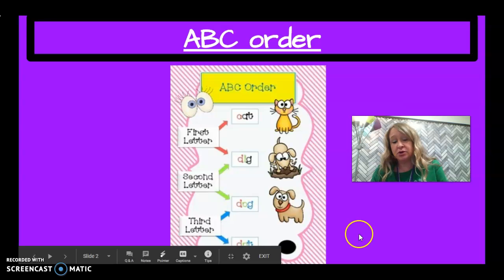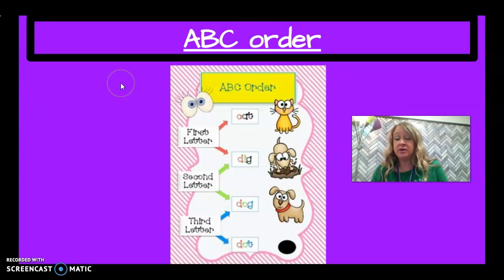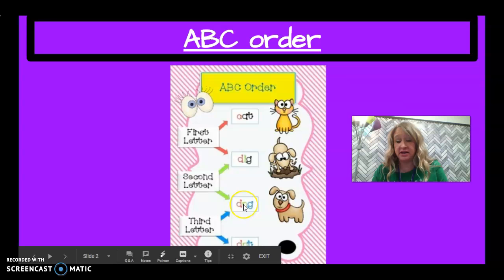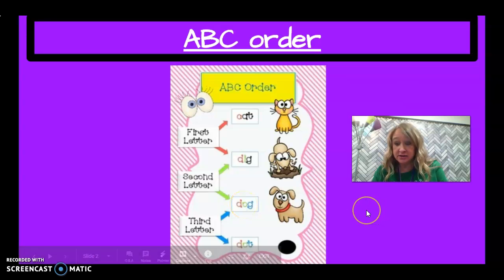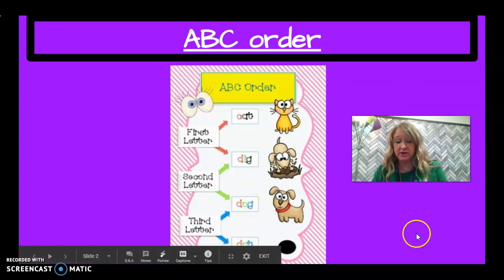Remember our ABC order chart, we always start with the A, and then we go to the next letter B, and then C. But sometimes we have to look at the second letter. Sometimes the first letter is the same, and we have to look at the second letter and see which one goes first. And then if the second letter is the same, we got to go to the third letter, and we have to look at the third letter to decide which one comes next.